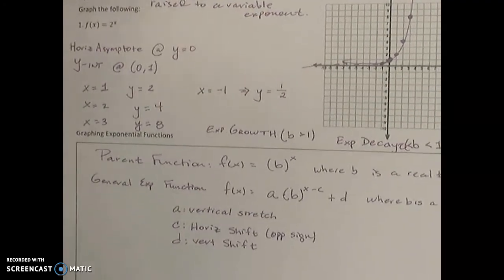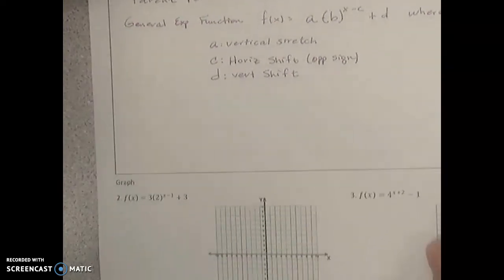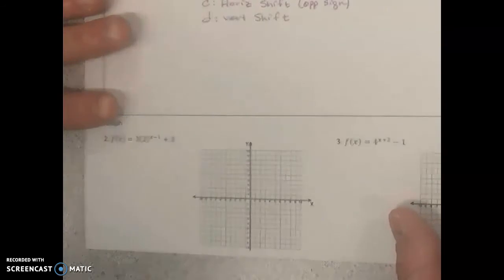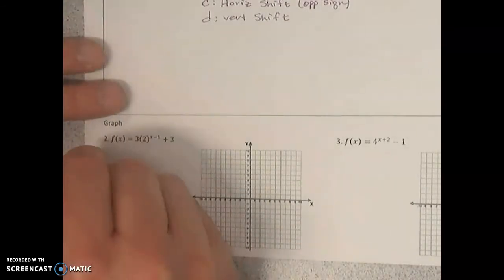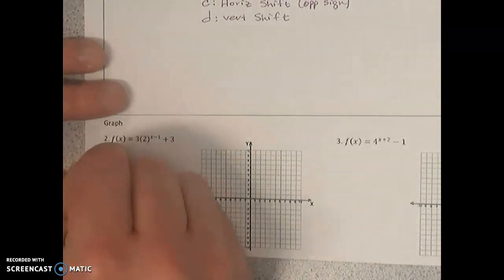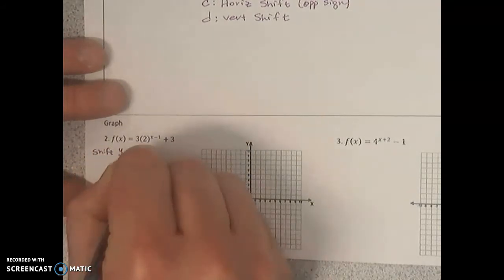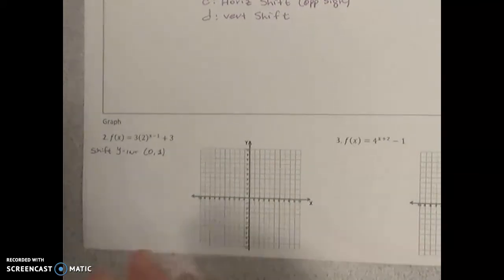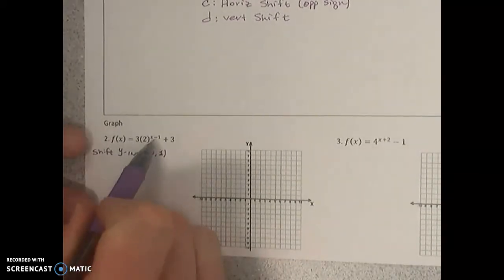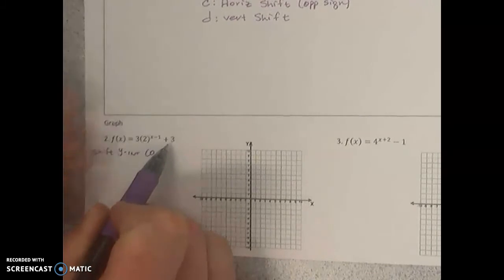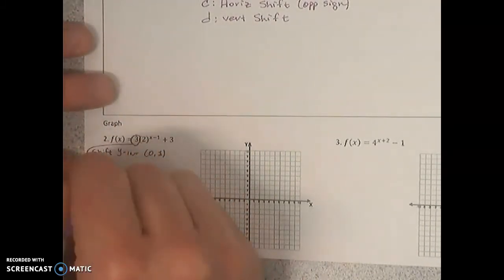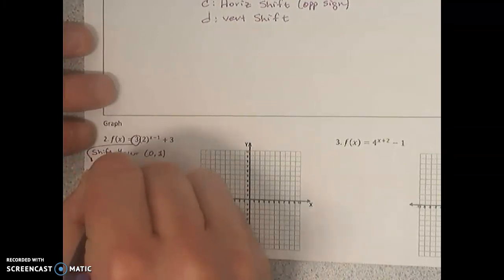So let's go ahead and take a look here at the second graph. Second example. We've got 3 times 2 to the x minus 1 power plus 3. First thing we're going to do is we're going to shift that parent y-intercept of 0, 1. Okay? And we need all of our functions here. We need our vertical stretch, we need our horizontal shift, and our vertical shift. The first thing we're going to do is multiply the y by 3.